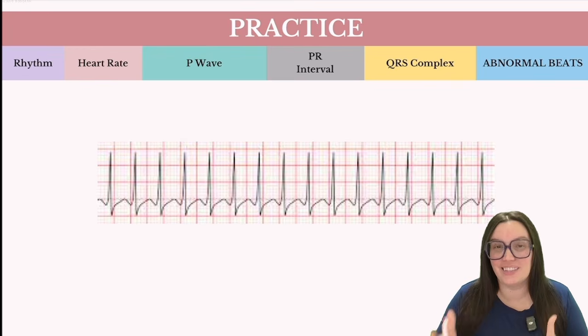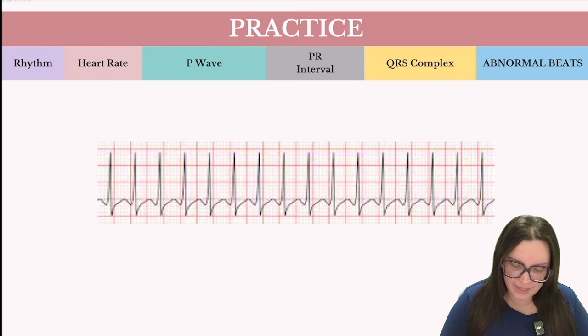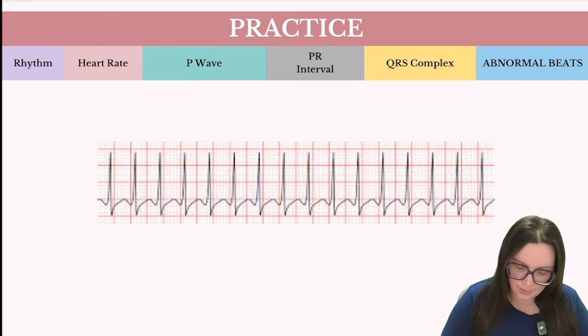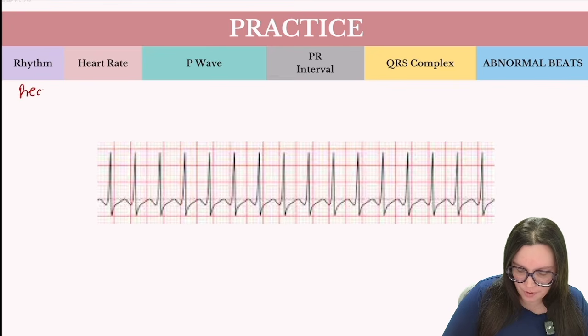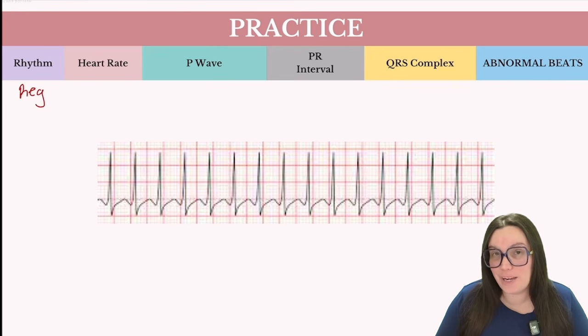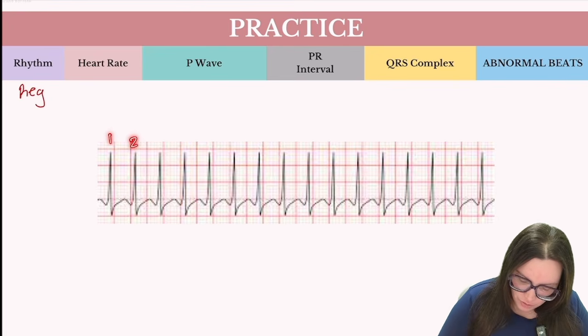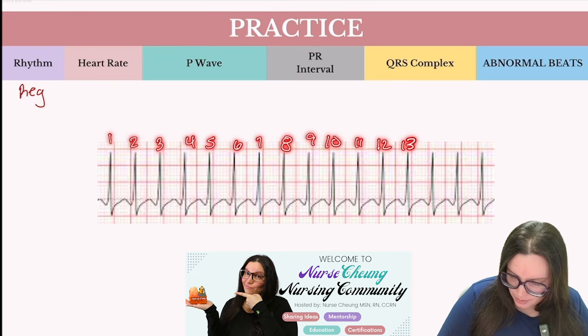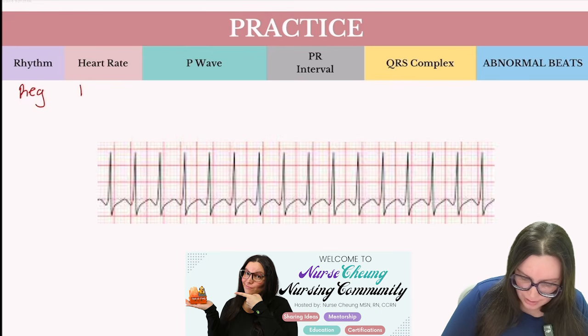So let's take a look at our last practice question. So we start by identifying our rhythm. Is it regular or irregular? Based on what I'm seeing, if I was to measure this out, the QRS complex always falls in the same place. So we can call this rhythm regular. Next up, we count how many QRS complexes we have. We have 1, 2, 3, 4, 5, 6, 7, 8, 9, 10, 11, 12, 13, 14, 15, and 16. So we have approximately 160 beats per minute.